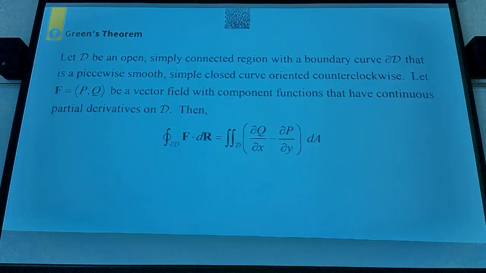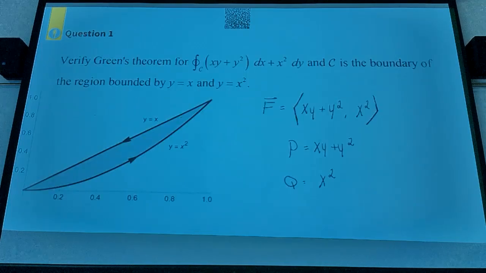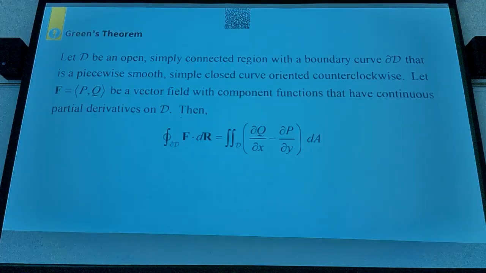Right? We're not proving Green's theorem. We're just verifying that Green's theorem holds for this specific vector field and this specific region. In fact, the full proof of Green's theorem is really complicated. I think it's a graduate level proof. Let's start with the left-hand side first. So let's start with the circulation.